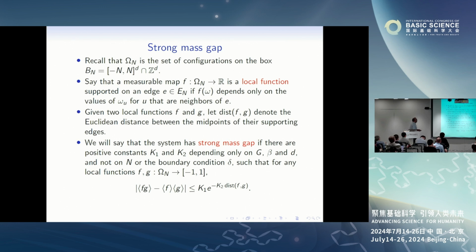And we'll say that a system has strong mass gap if there are positive constants k1 and k2 not depending on n or the boundary condition on Bn, so that this truncated correlation, the expectation of fg minus expectation f times expectation g, is decaying exponentially in the distance between the supports of these local functions. So it's an exponential decay of correlations, but in a certain strong sense: it's unaffected by the boundary conditions, and moreover, it's unaffected by how close these are to the boundary. So even if your functions are close to the boundary, you would still have exponential decay of correlations in the distance.